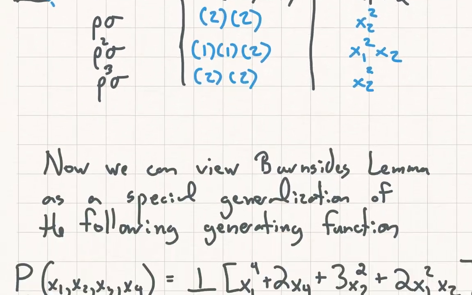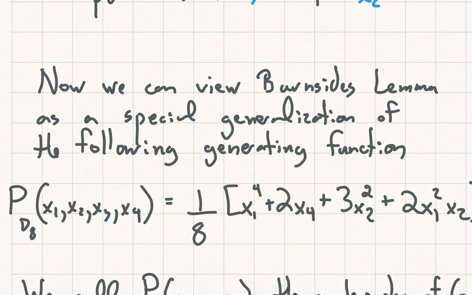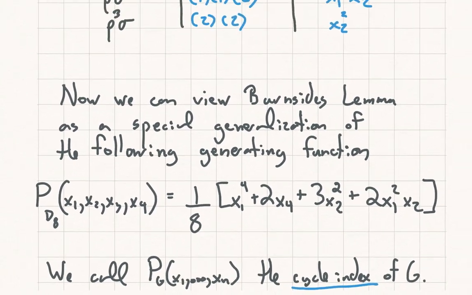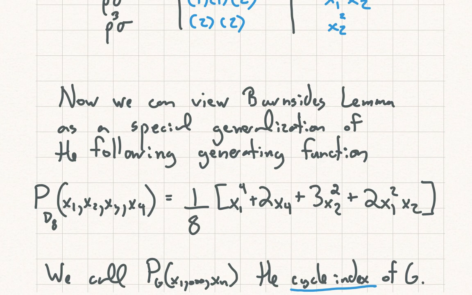Now, we could do the same thing with Burnside's lemma. We can just add up all of these cycle length variables, and you can check we get this polynomial here in the variables x1, x2, x3, x4, and we just keep that 1 over the size of the group on the outside as well, and we call this the cycle index of the group itself.